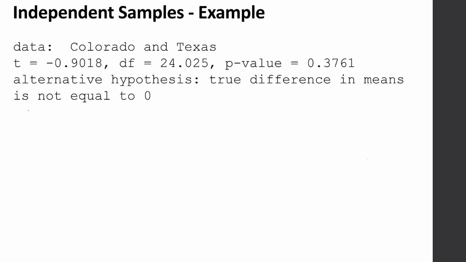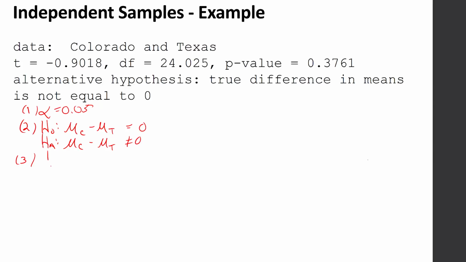So step 1 is stating your alpha level. Our alpha level is 0.05. Step 2 is stating the hypotheses. The null hypothesis is going to be that mu Colorado minus mu Texas equals 0. And the alternative is that mu Colorado minus mu Texas does not equal 0. Remember, we're looking for a difference in the average price. Step 3 is getting your test statistic.